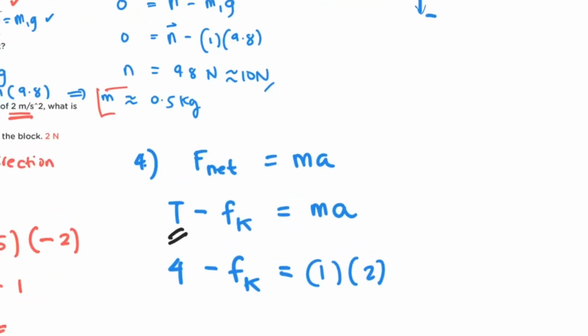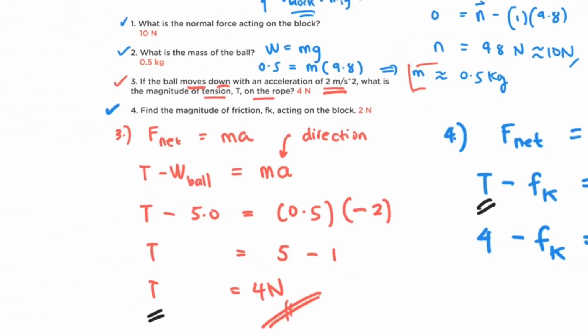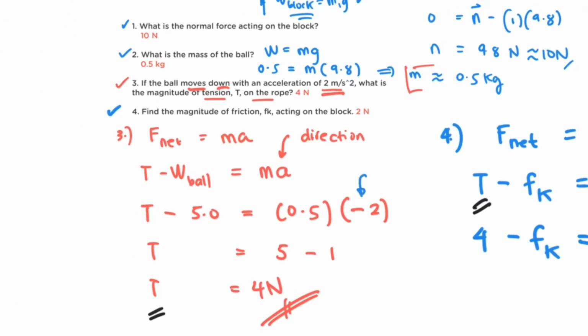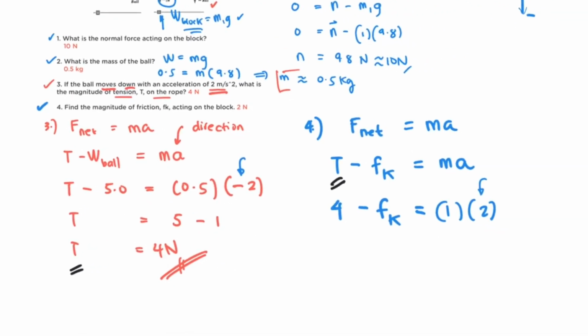It is for that reason that this acceleration here is positive, while the acceleration that we have in number 3 is negative because the ball is going down. All right, so manipulating this further, we will have Fk is equal to 4 minus 2, so friction is going to be equal to 2 newtons, and that solves this problem.